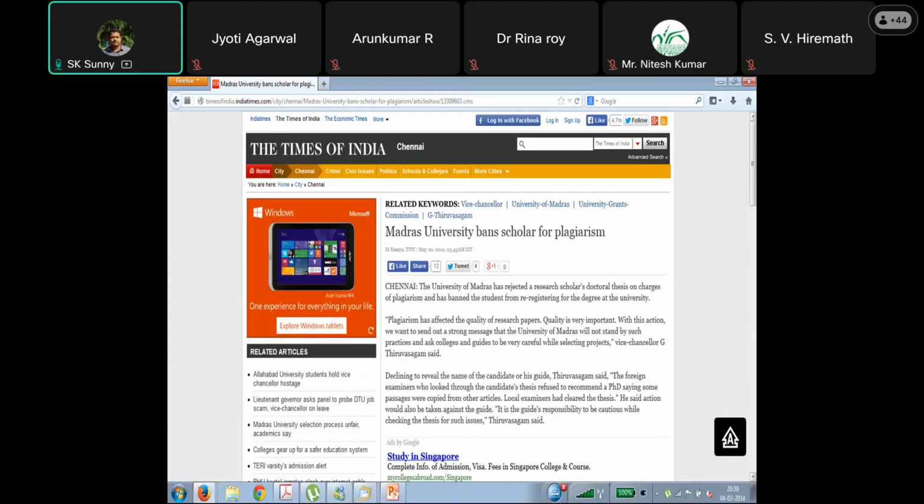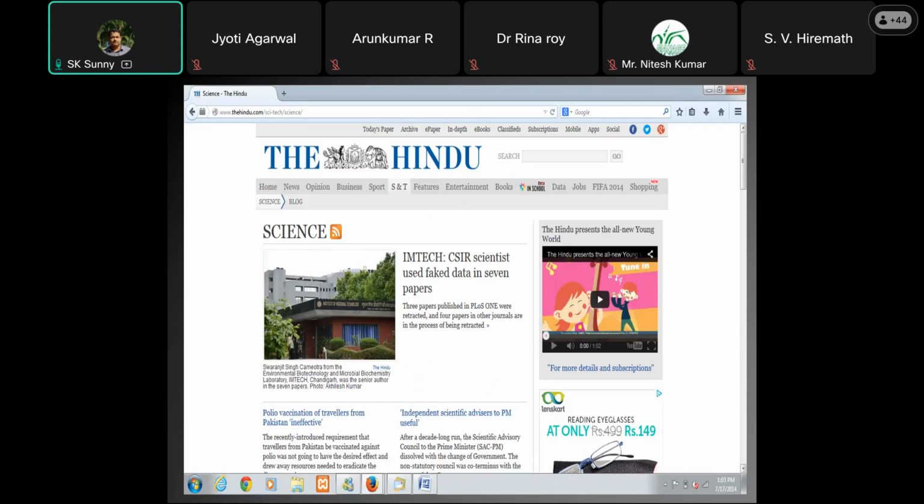Then Madras University bans a scholar for plagiarism. One scholar plagiarized something, and Madras University took a decision to ban the research scholar. That came to news media. There are hundreds and thousands of similar news items. I have taken only a few. IMTech, CSIR scientists used fake data in 7 published papers. So this kind of news and media coverage will come.